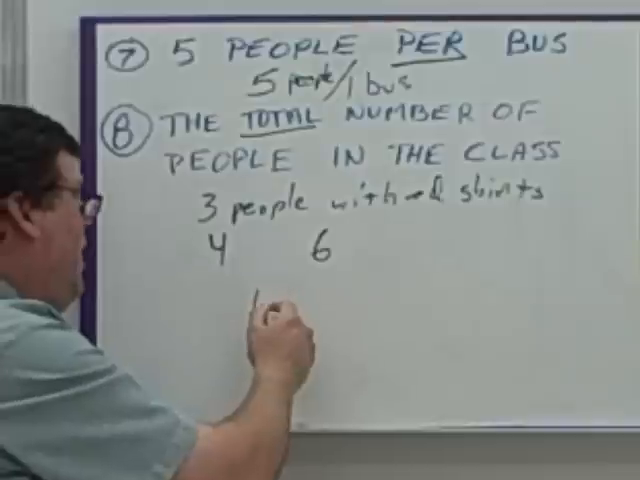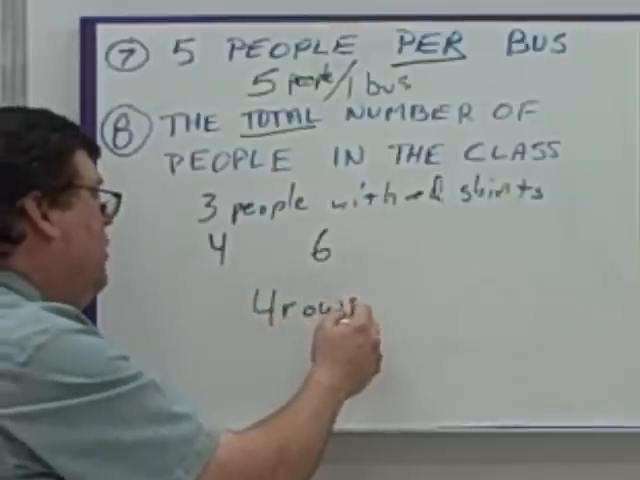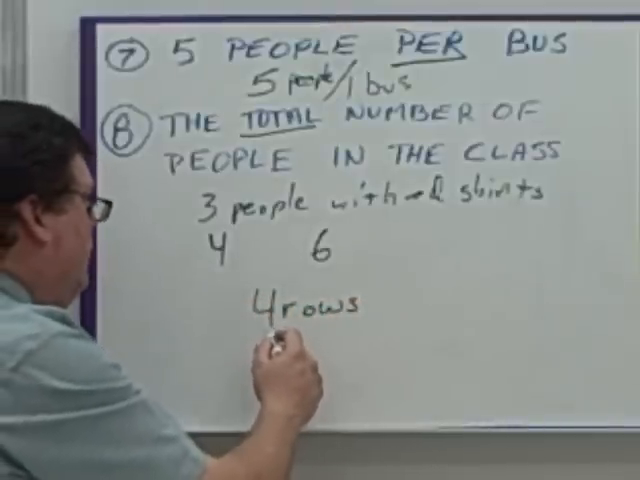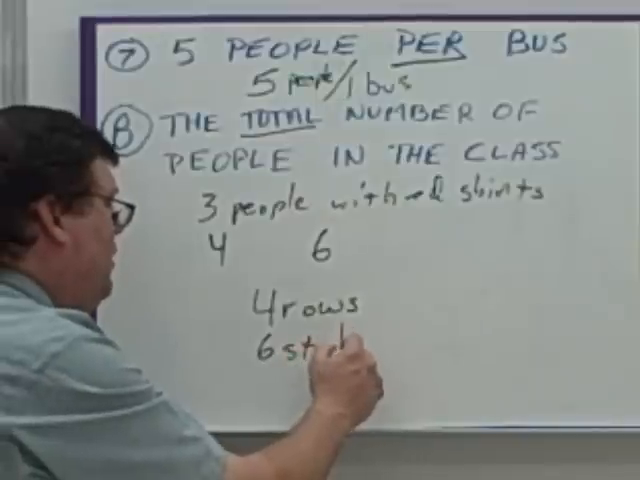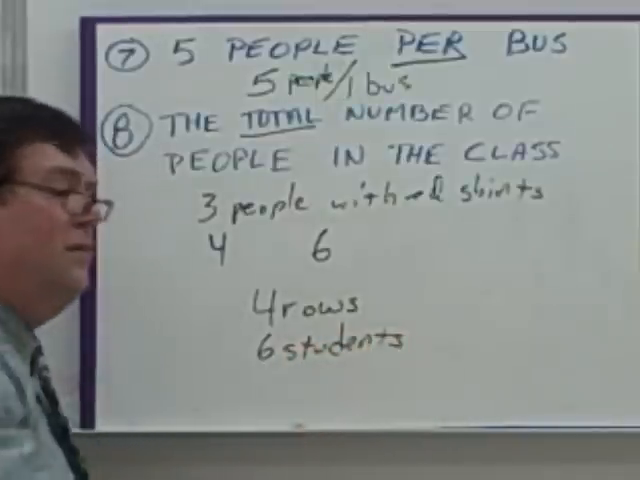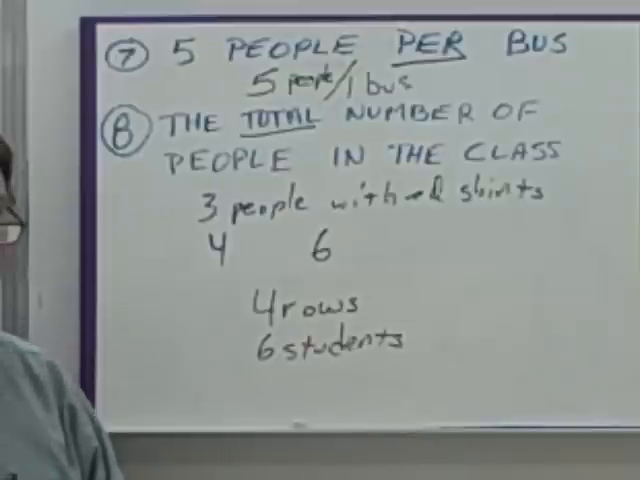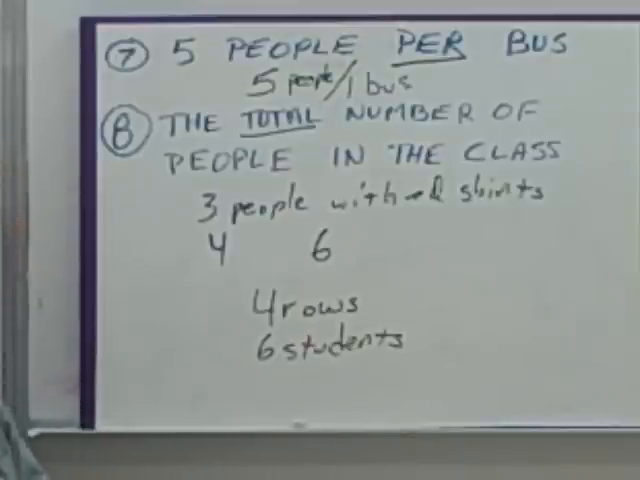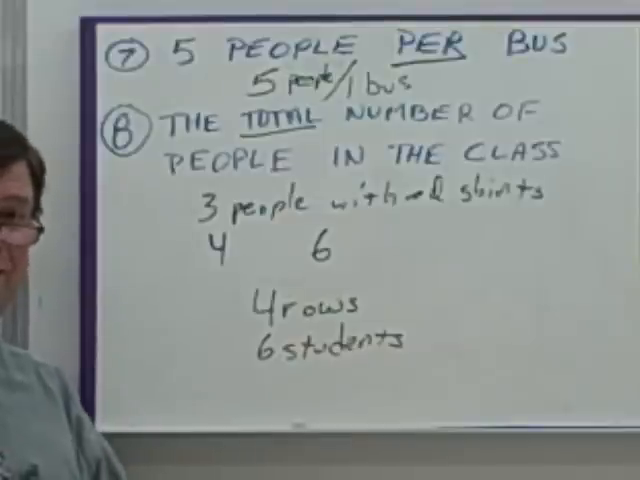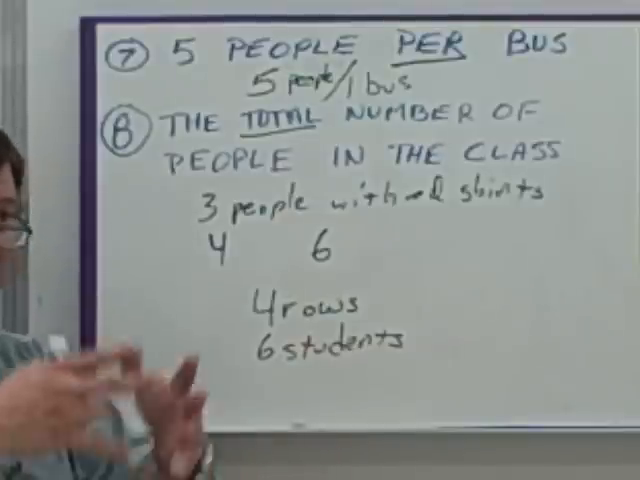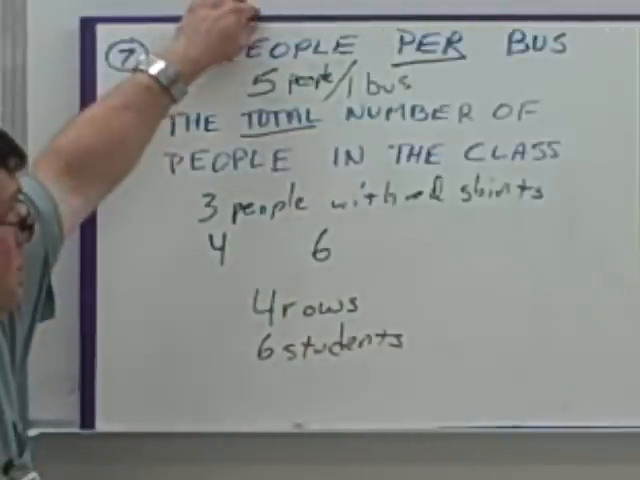If they told you you had 4 rows of 6 students each, you could add, 4 plus 4 plus 4 plus, or you do 4 times 6. So total, depending on the information you're given, could mean adding, could be multiplying. Remember, multiplying is just an advanced form of adding. You're just doing a lot of adding at once.